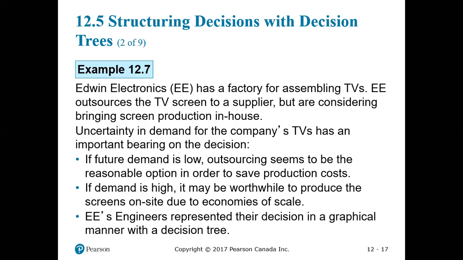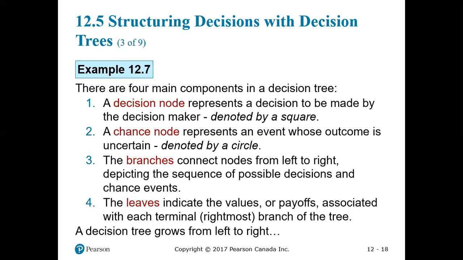If future demand is low, outsourcing seems reasonable in order to save production costs. But if demand is high, then it may be worthwhile to produce the screens on site due to economies of scale. So Edwin Engineers represented their decision in a graphical manner with a decision tree. What are the things we'll consider putting into our decision tree? First, there are four main components in a decision tree.